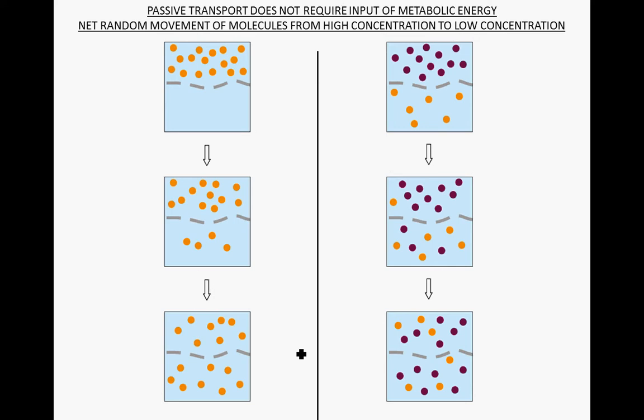So some basic definitions. Passive transport up here does not require the input of metabolic energy. This is going to just naturally happen. There's a natural tendency for this to happen.